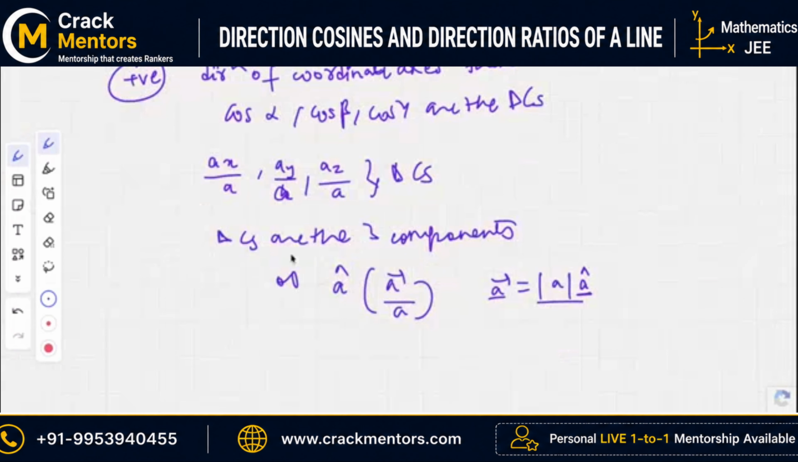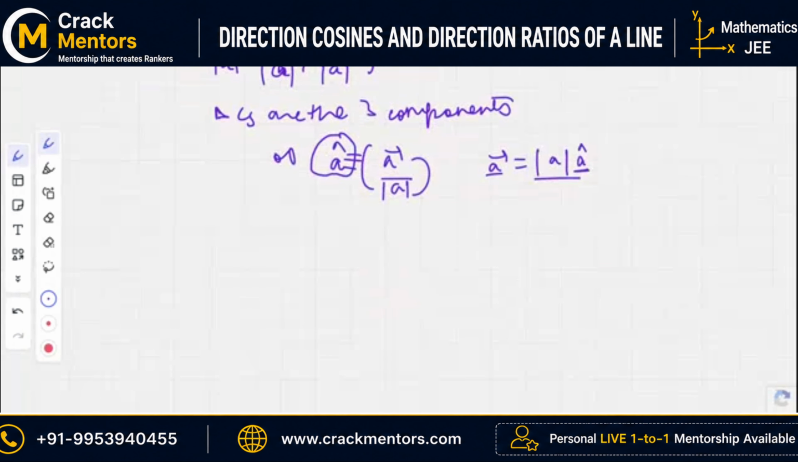Also, I have written that direction cosines are the three components of the unit vector of A, which can also be written as A vector upon mod of A. Okay. Here actually A means mod of A only, by the way. X, Y, Z are the components of that vector in the direction.